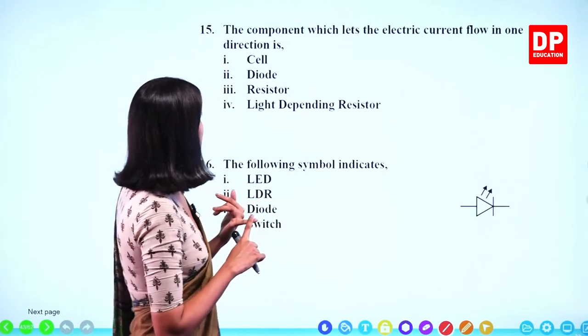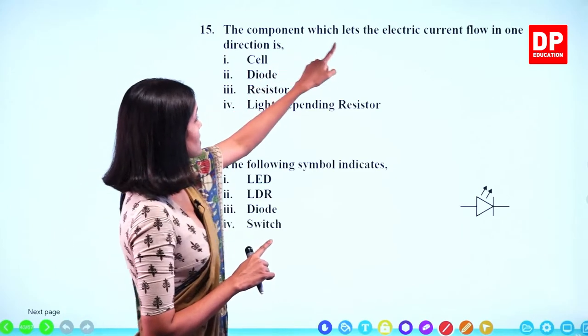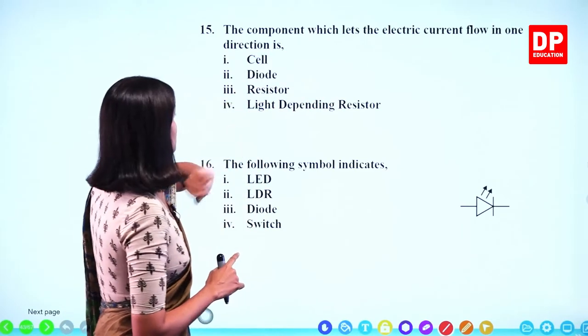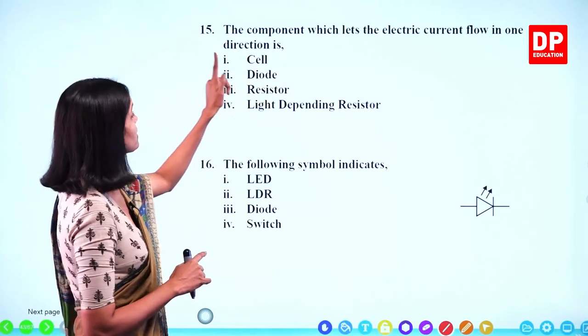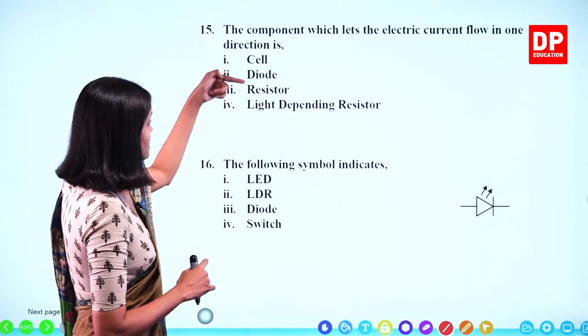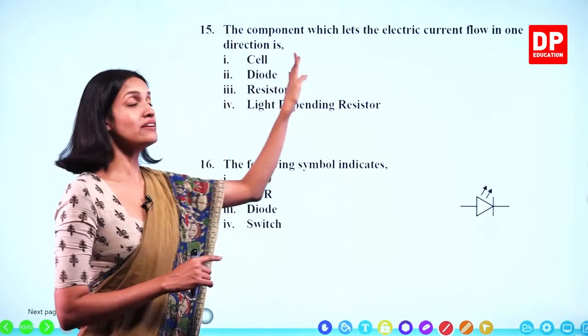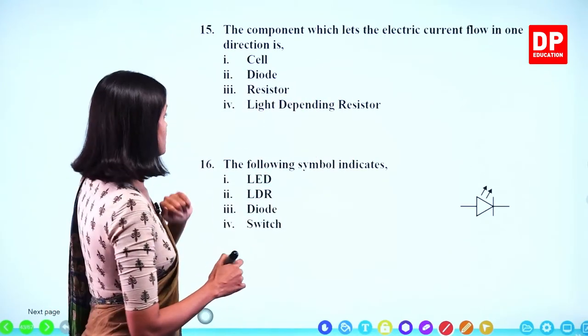Let's check whether the answers there, which lets the electric current flow in one direction. Cell, no. Right? Diode, yes, correct. Resistor, light dependent resistor. Answer is diode.